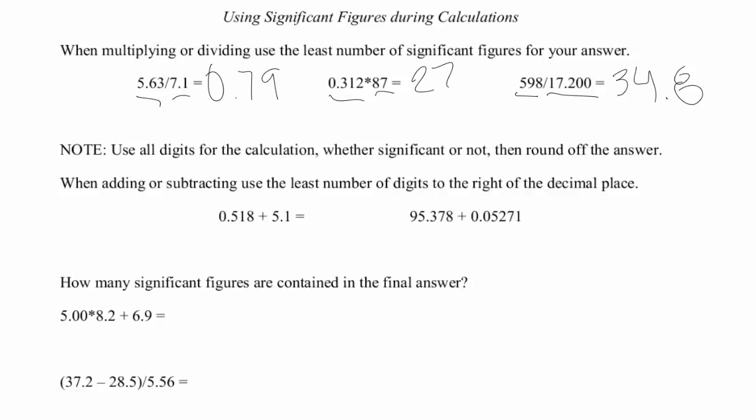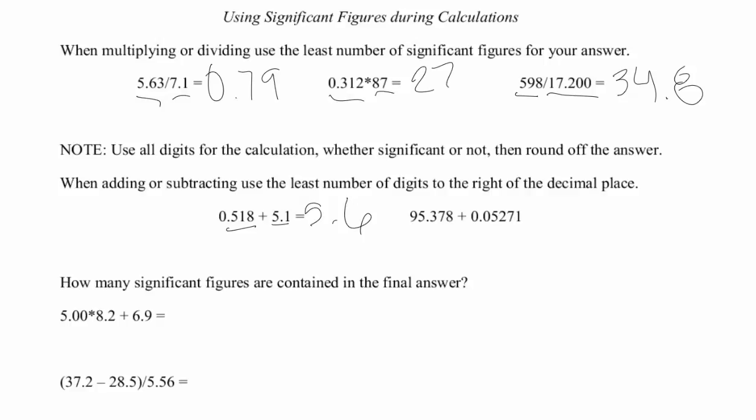And when you're adding or subtracting, you want to make sure you use the least number of digits to the right of the decimal place. So for example, in 0.518, we have 3 digits to the right of the decimal place. And in 5.1, we have 1 digit to the right of the decimal place. Therefore, when we add these two numbers, our final answer should have 1 digit to the right of the decimal place. This will give us 5.6.